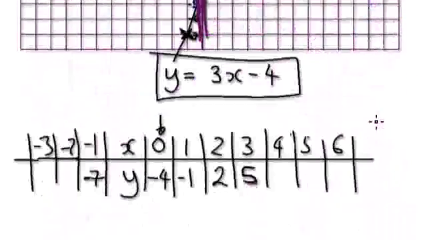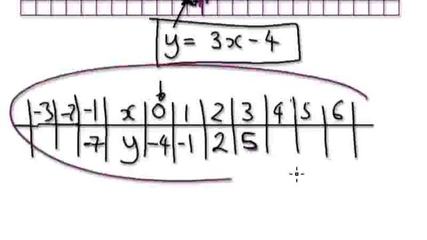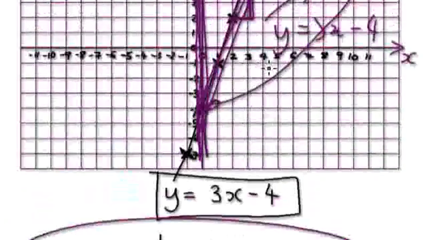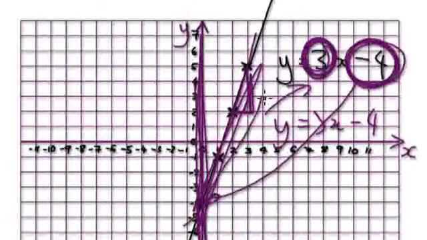So create a table like this, and then you can start plotting points on the graph, and then join up all the points.